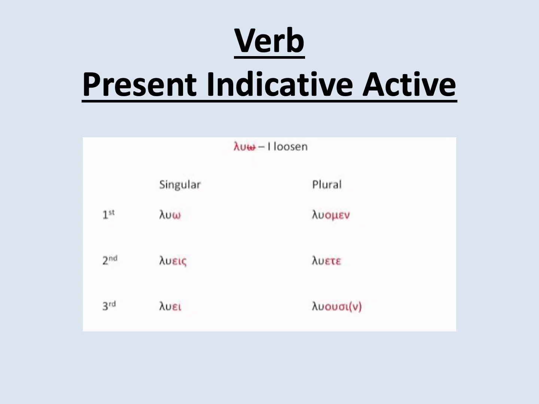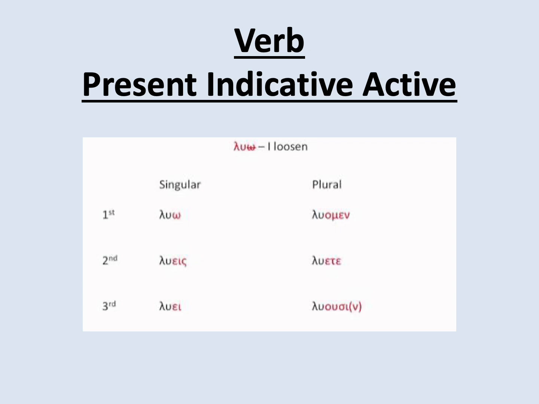When we head over to the plural first person, now we're talking about we loose, luomen. And then second person plural, luete, you loose, but it's not you singular, this is you plural, y'all loose. And then third person plural, they, luousin. And you'll notice that the nu there is in parentheses because sometimes the nu drops. Doesn't happen very often, but occasionally it'll drop so that instead of loosen, you get loose, and it just ends. Typically that doesn't happen, but occasionally it will, which is why we have it in parentheses. I still memorize it as usin, because that's just how I memorize it.